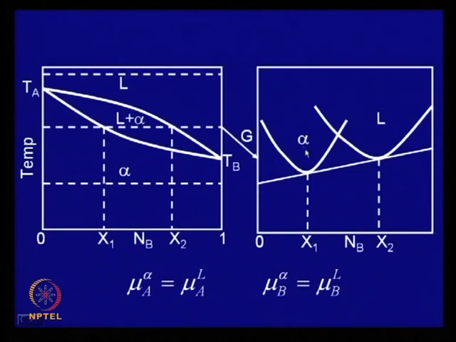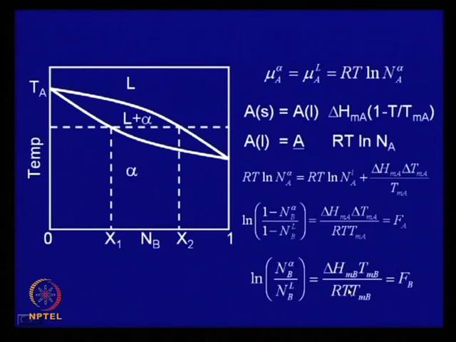And this is partial. If you draw a tangent to alpha at this point, we will say that is the chemical potential of A in alpha. Similarly, if you draw a tangent here, you can also get a chemical potential: let it intersect this axis, you will get the chemical potential of A in liquid. Under equilibrium the potentials are equal, which is stated over here, mu A alpha equal to mu A liquid. Similarly, it will be followed for B as well.